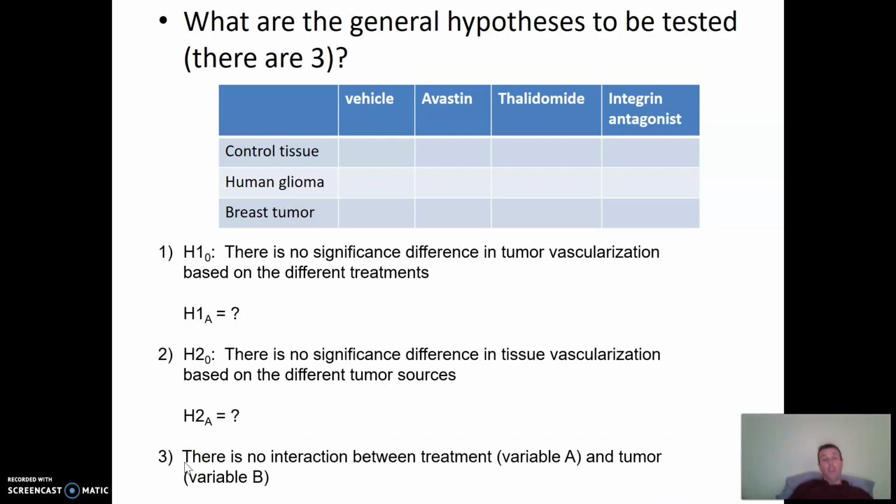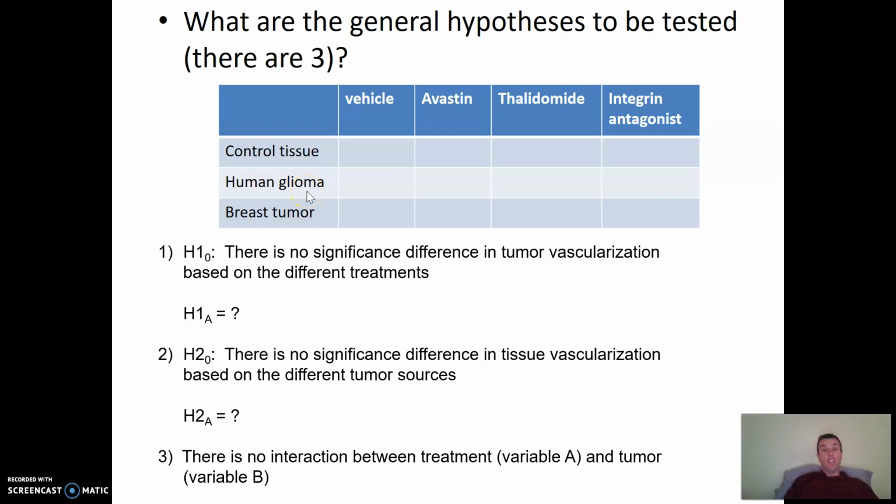Then our third hypothesis talks about the interaction. So our third null hypothesis would simply state there is no interaction between variable A and variable B. So in this case, variable A being our drug treatment and variable B being the type of tumor.